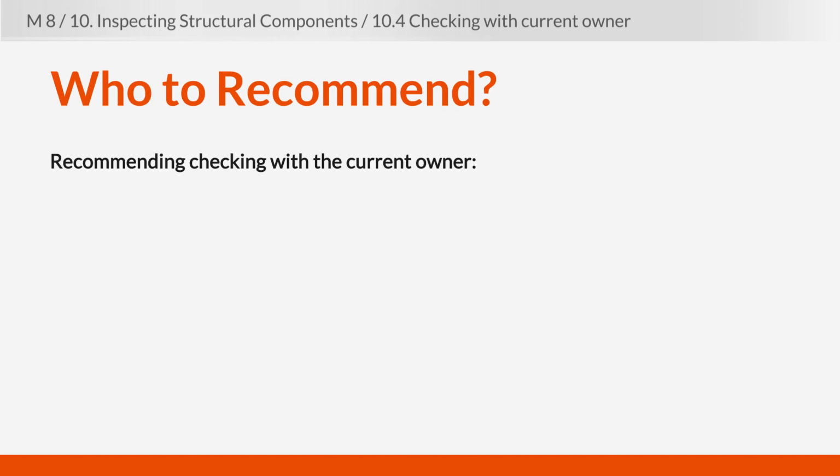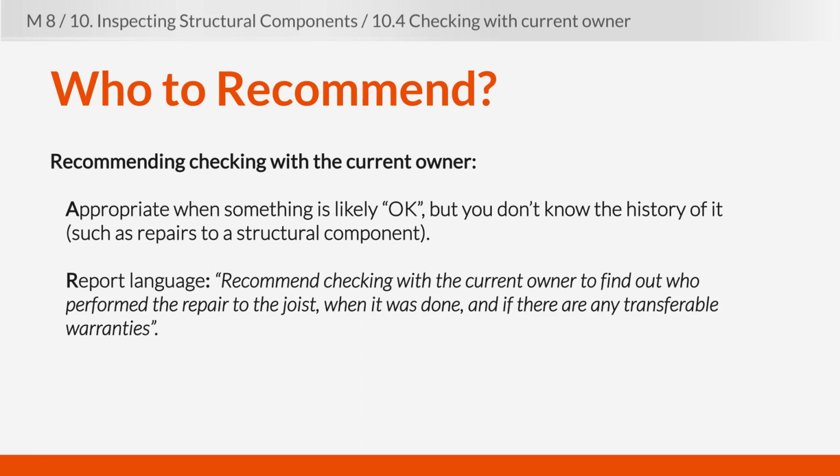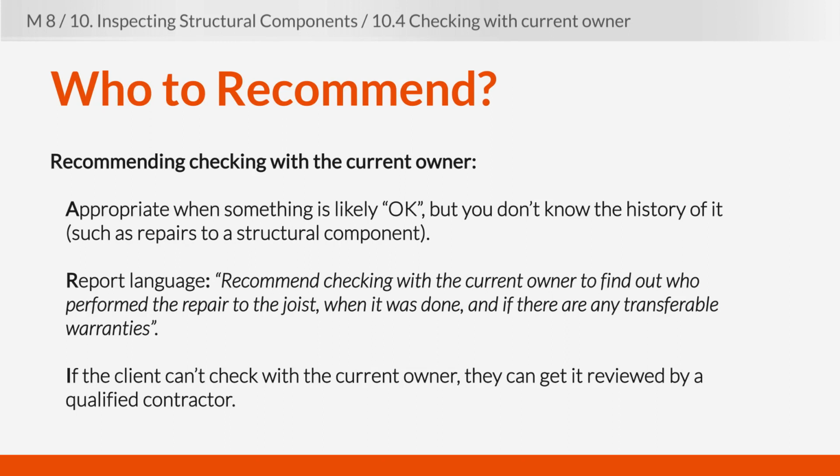Now, when it comes to recommending that your clients check with the current owner, this is appropriate when something is likely okay, but you don't know the history of it, such as repairs to a structural component. The report language you use, you would say recommend checking with the current owner to find out who performed the repair to the joist, as an example, and when it was done, and if there are any transferable warranties. If the client can't check with the current owner because it's a foreclosed home or it's an estate sale, then they can get it reviewed by a qualified contractor.